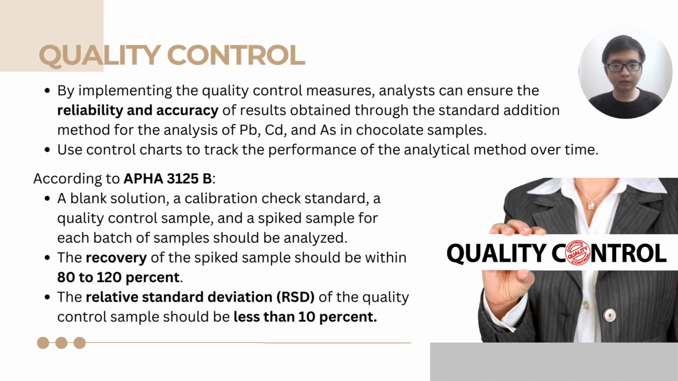According to the standard method APHA 3125B, the recovery of a spiked sample should be within 80 to 120%. The relative standard deviation of a quality control sample should be less than 10%.